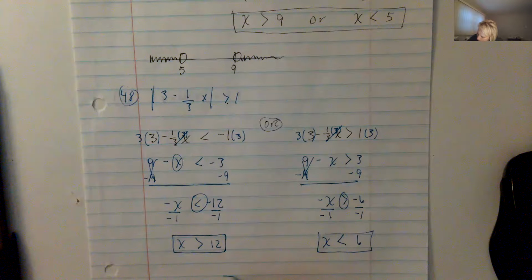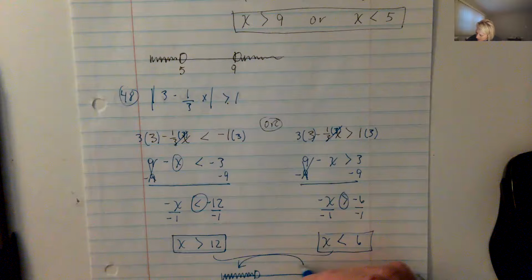And if we draw this on the number line, we have 6, and it's an open circle, and it's everything less than that. That's this over here. And then this right here is 12 with an open circle and shaded to the right.